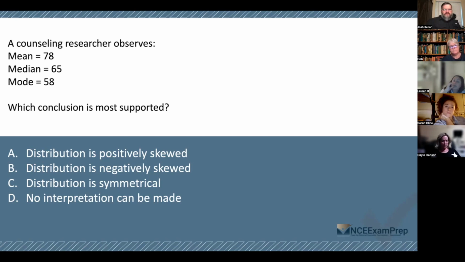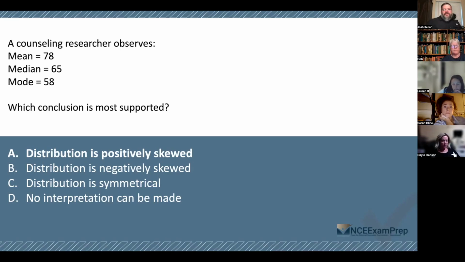So think about this in terms of the mean. That's probably one of the most important things to look at in this one. How does the mean compare to the median and the mode? It's higher. And what does that tell us about the skew? Positive. That's why I said A. Yeah, that's why you're right.